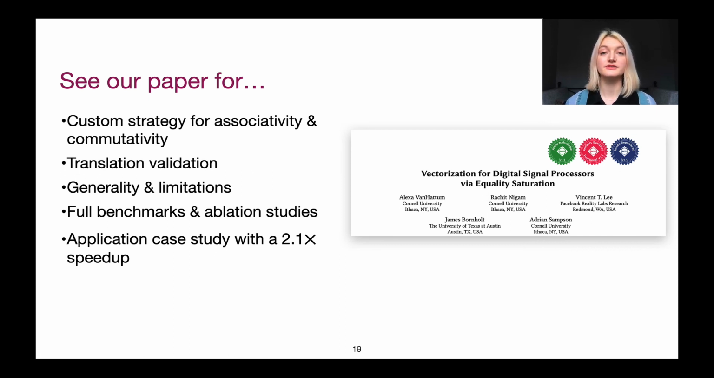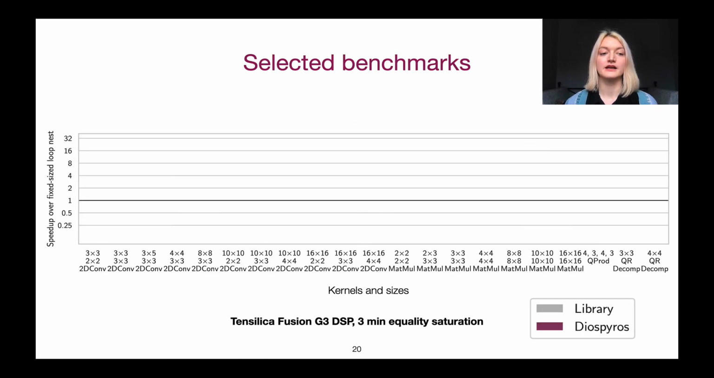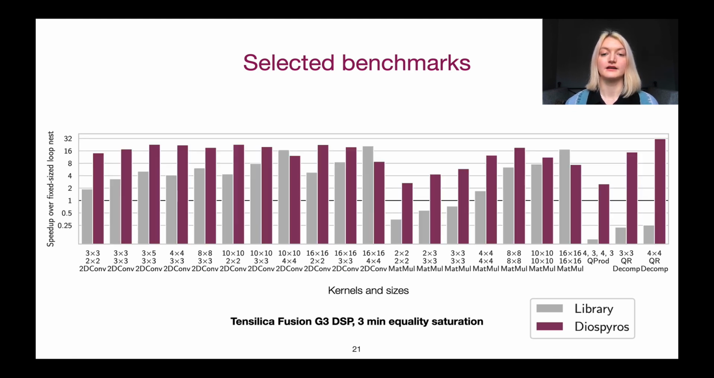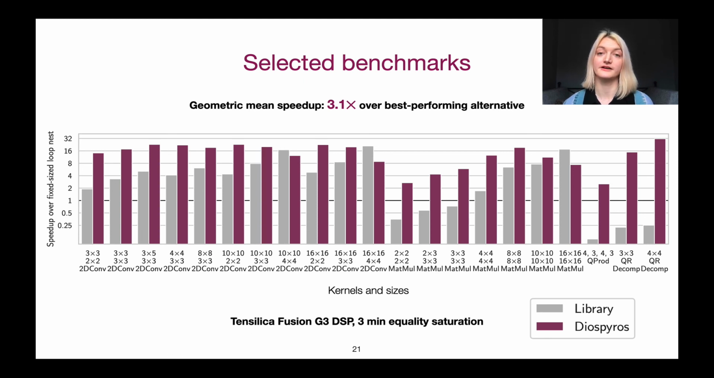To give you just a taste of our evaluation, here is our speedup over a fixed-size naive loop nest run through the vendor's optimizing compiler, where the y-axis is on a log scale, and here is our performance shown in magenta. So we achieve a geometric mean speedup of 3.1x over the best performing alternative, including the library shown in gray, which in some cases is optimized for this particular target.